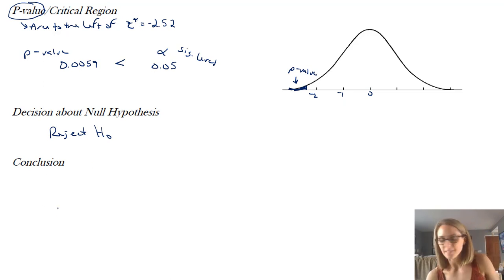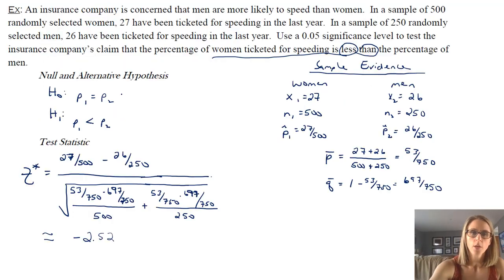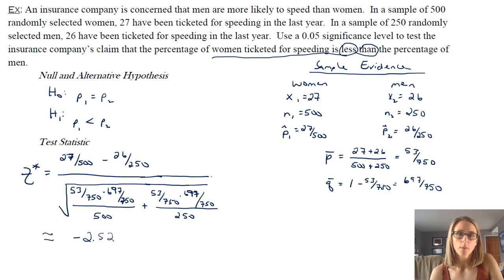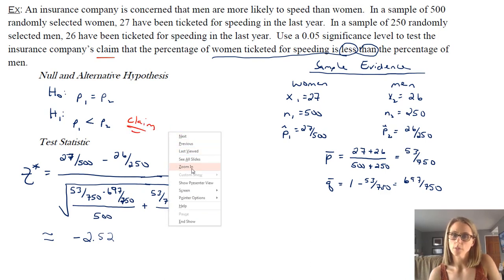So our conclusion, very similar to chapter 8, just thinking about what our claim is. If we go back here to the beginning, notice that we are given some information about our claim. The company's claim is that the percentage of women ticketed for speeding is less than, so our claim is the alternative. So that does affect our sentence just a little bit.